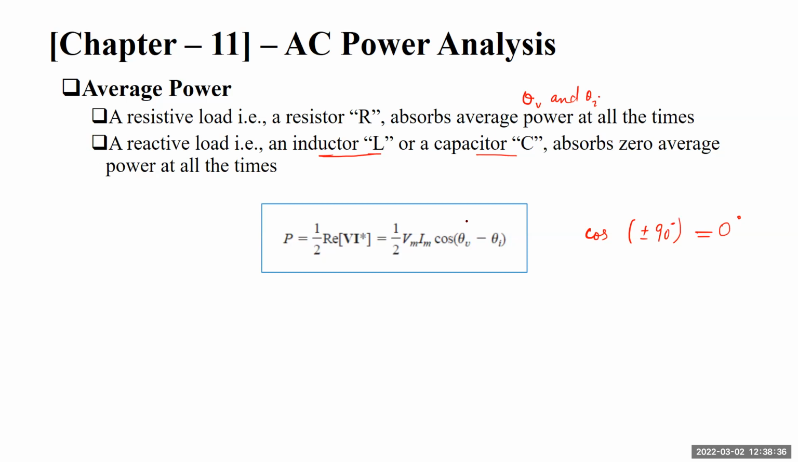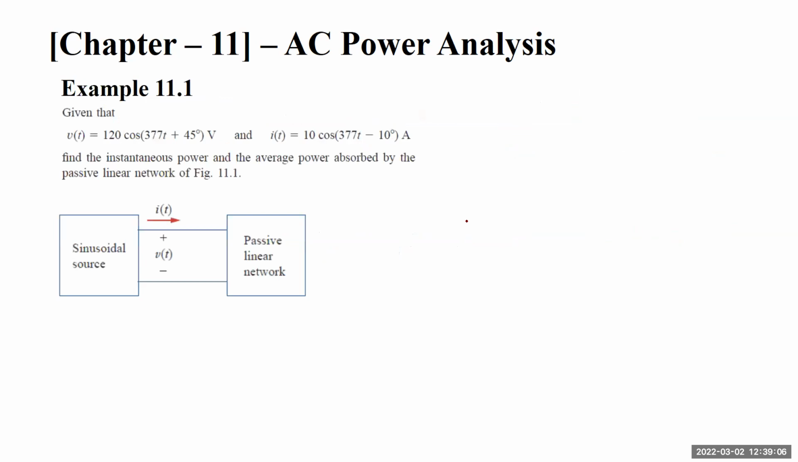So this is basically what happens for any circuit that has linear passive components, such as a resistor, inductor, and capacitor. Average power is always absorbed across a resistor, whereas inductors and capacitors do not absorb any average power. The average power across an inductor and a capacitor is always 0. So let's solve this example.